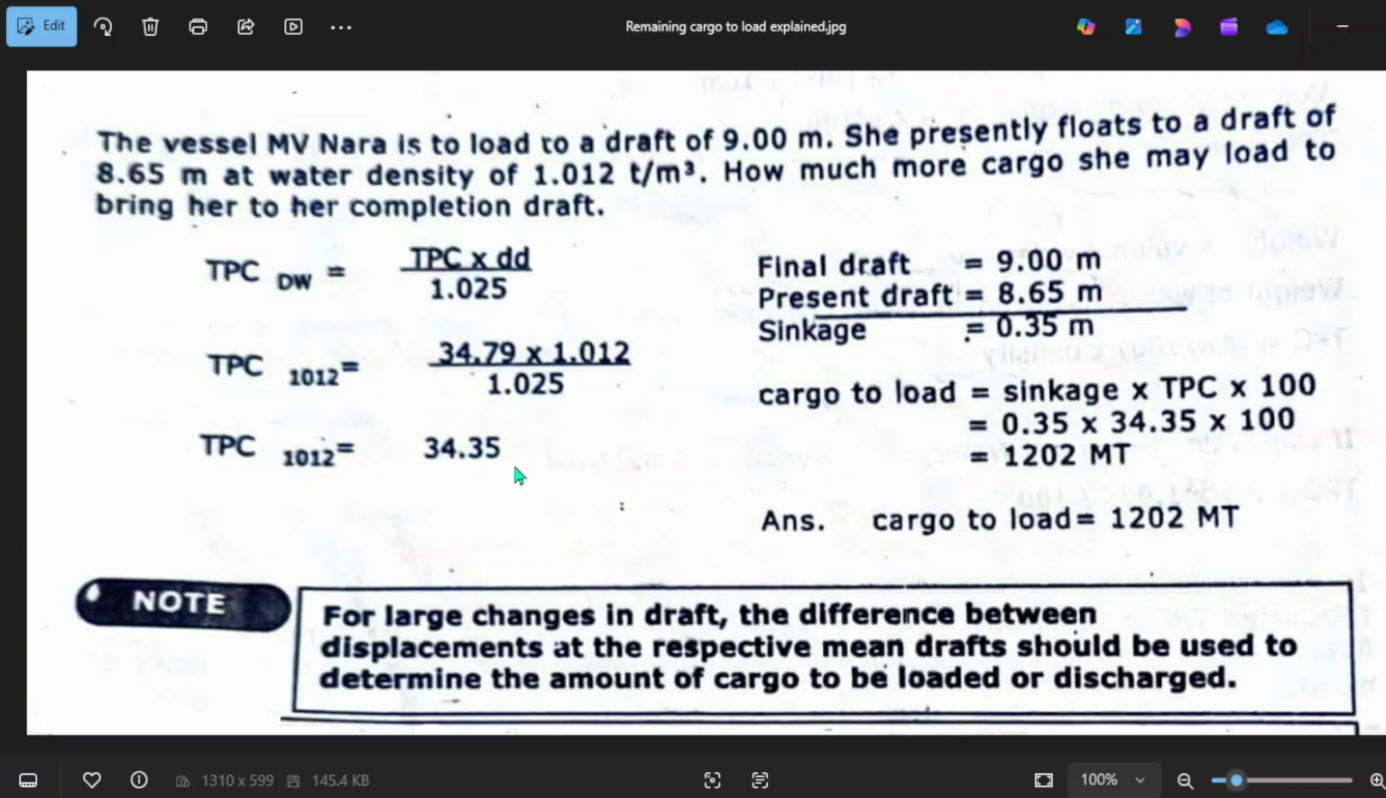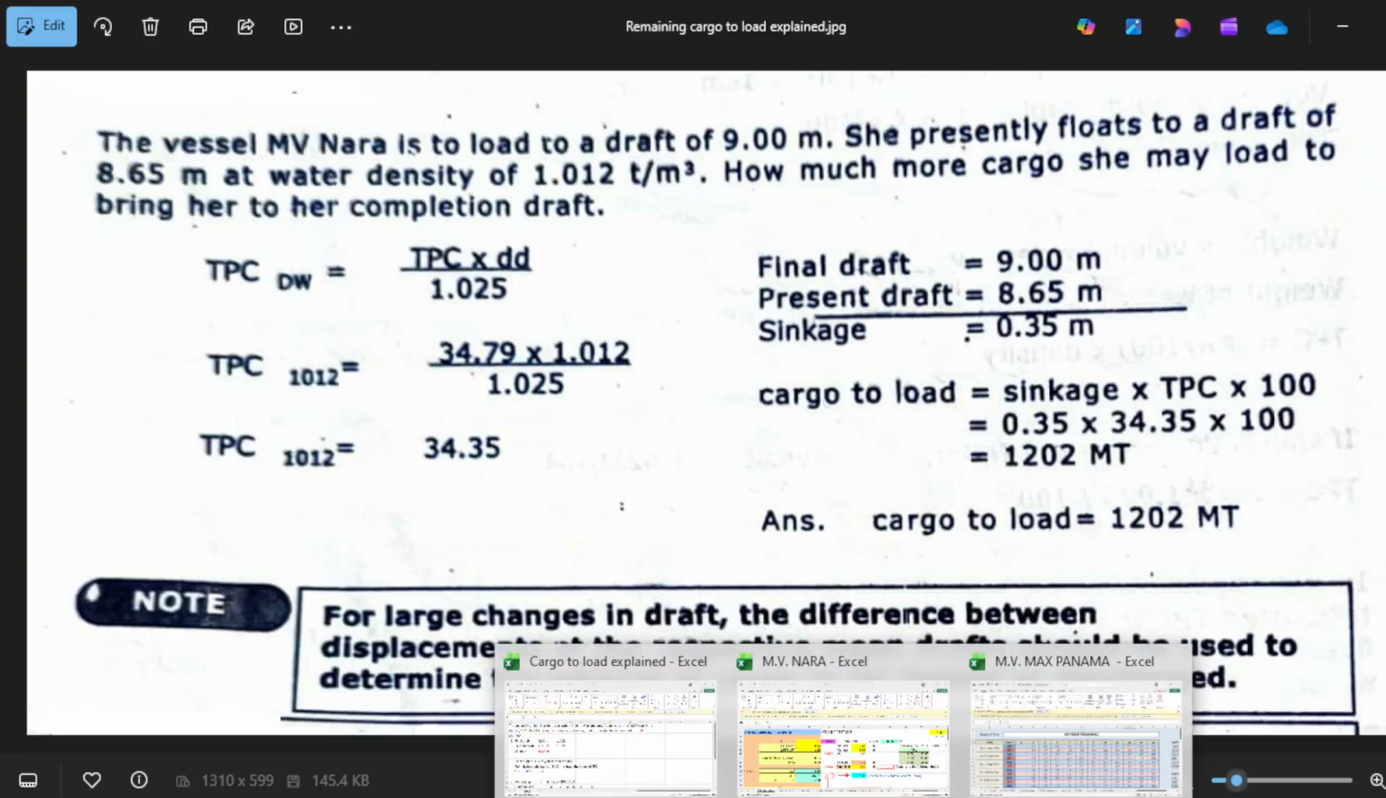Now, why? In saltwater, the TPC value is less than in your water density. Okay? Now, in water density, you are going to sink, meaning you have more figure here than your saltwater. That's the reason why this figure is less than this one, because this one is saltwater TPC. This is saltwater. This should be 1.025 because your division is 1.025. I hope that's clear. Okay?